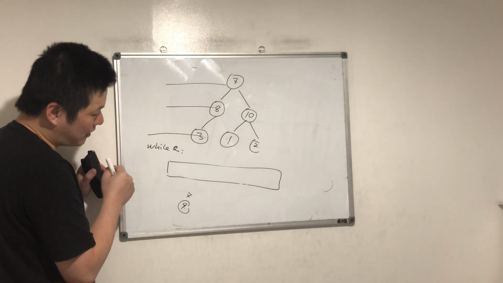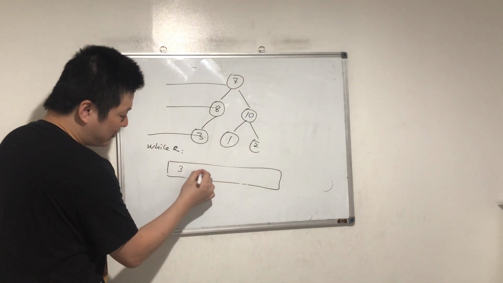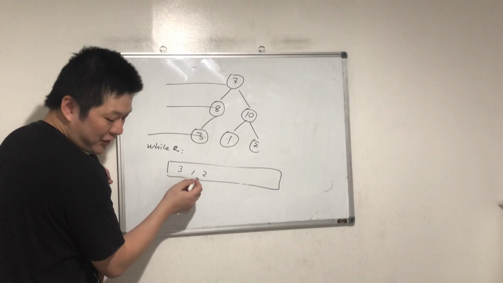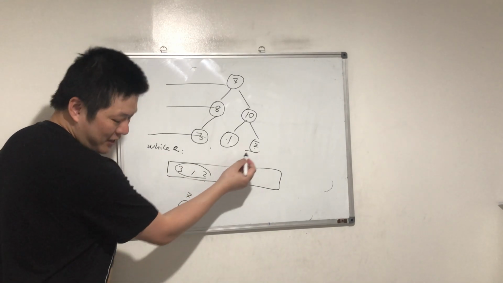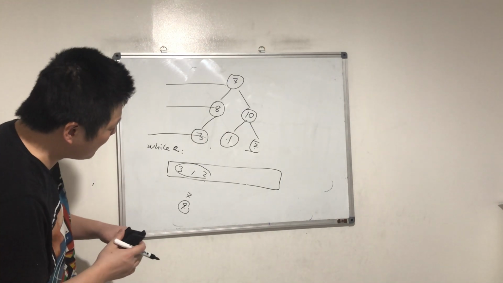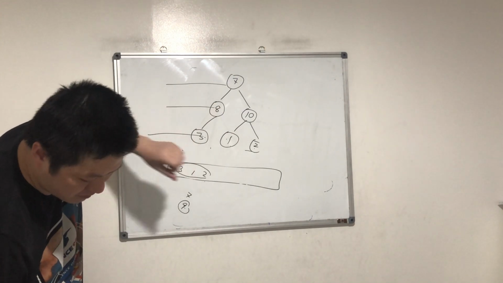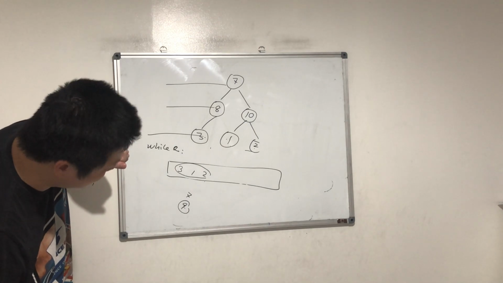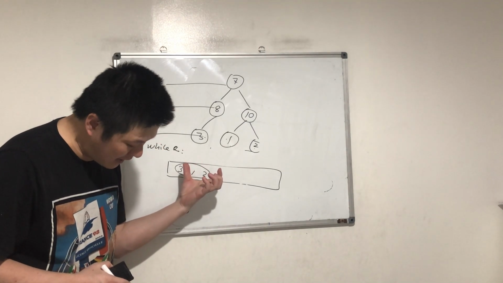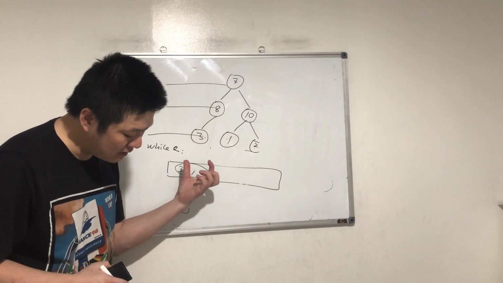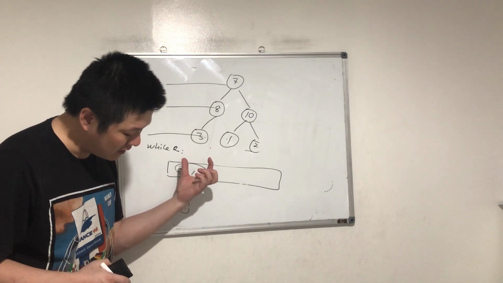It's 3, 1, 2. Then because we know it's 3, 1, 2, we already know this 3, 1, 2 is the same level. You see? Every time I take everything out and I push the kids of it. So all the nodes in the queue, are they on the same level? Yes or no?